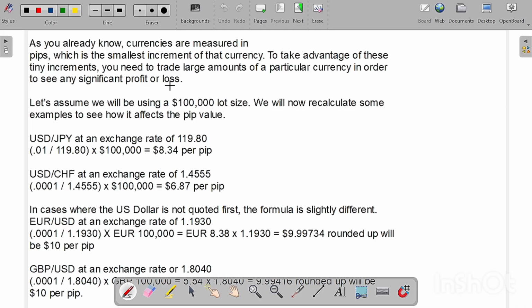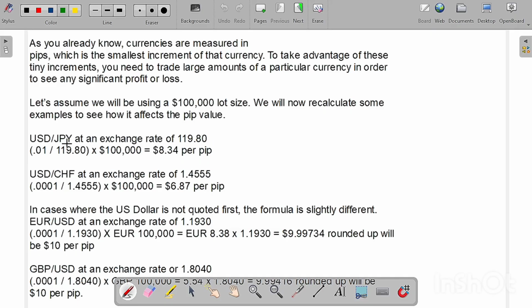So let's go on and we'll see where even me and you came to enter the market. Let's assume we'll be using one standard lot, which is $100,000. We will now calculate some examples to see how it affects the pip value. So we'll take the same rates that we had in the pip value. We take USD JPY, the exchange rate was 119.80.